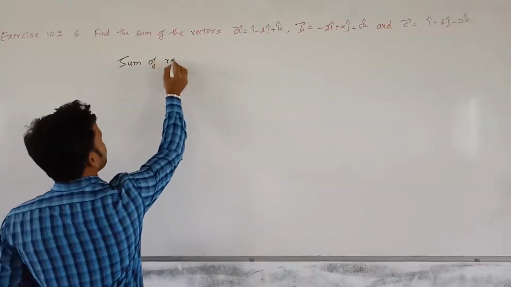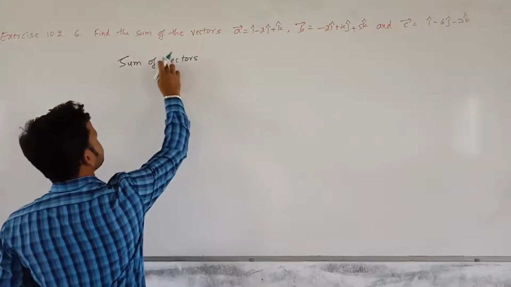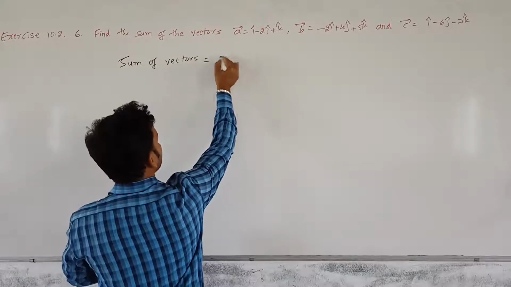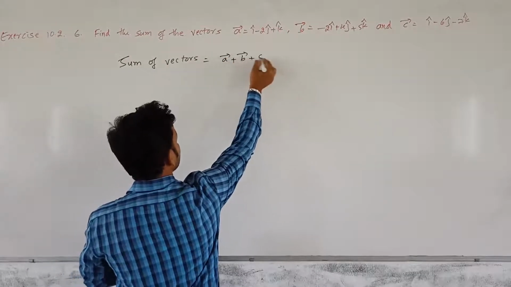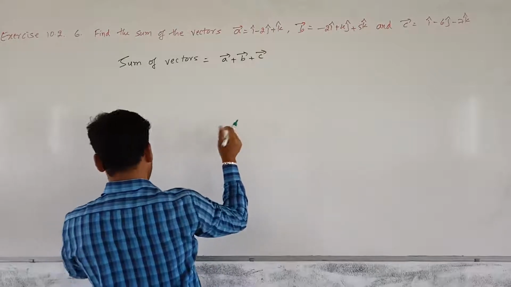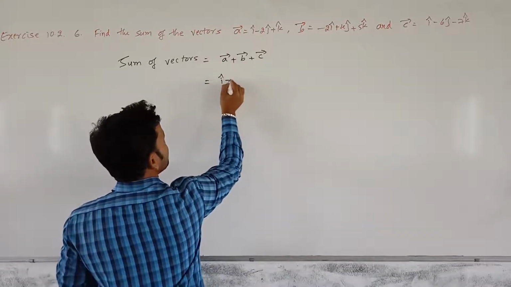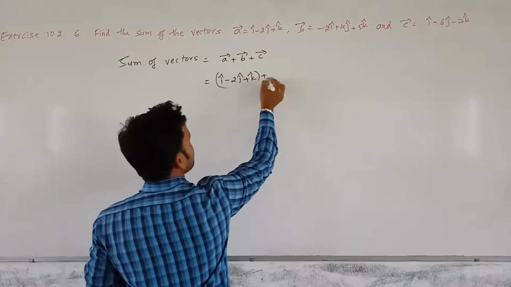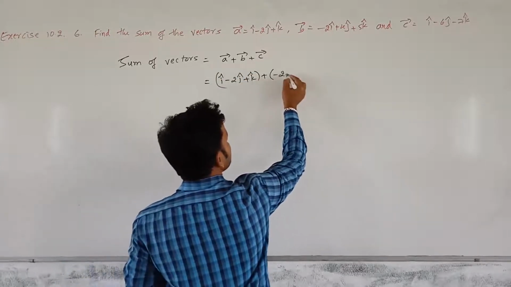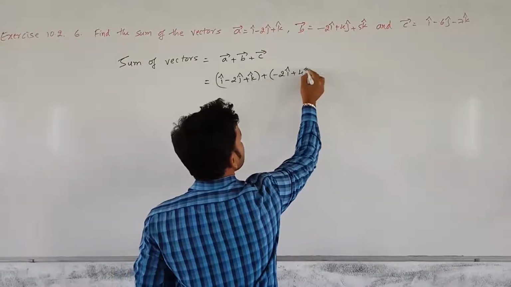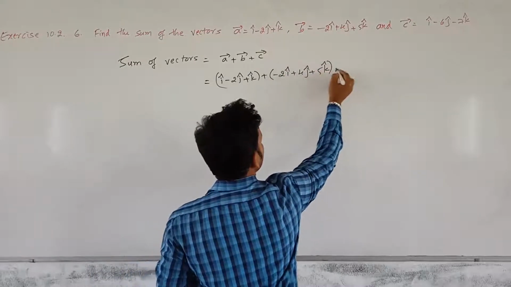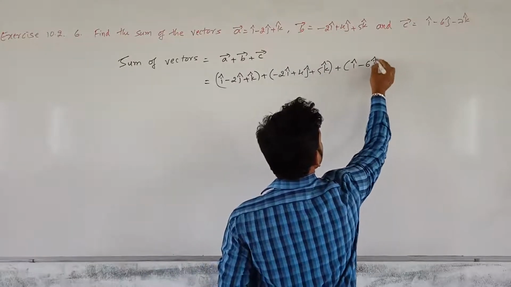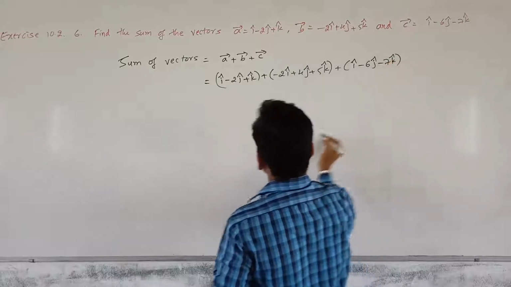Sum of vectors is equal to vector A plus vector B plus vector C. Vector A is i minus 2j plus k, plus vector B is minus 2i plus 4j plus 5k, plus vector C is i minus 6j minus 7k.